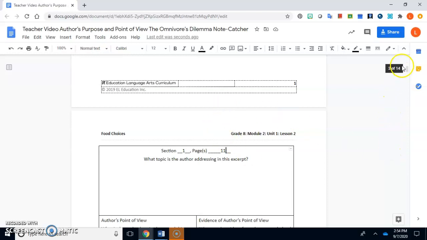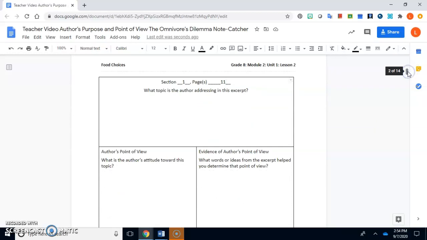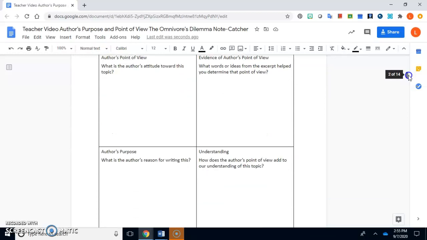What topic is the author addressing in this excerpt? What is the author's attitude toward the topic? What words or ideas from the sentence help us to determine that attitude? What is the reason that he wrote this? And how does the author's point of view add to what we understand about the topic as a whole? Take a couple minutes and get this done.